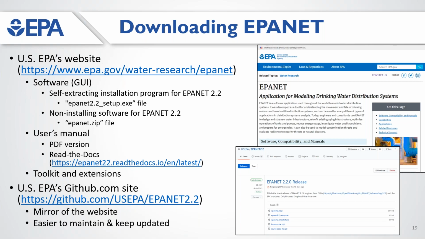The EPA's GitHub site for the 2.2 release is basically a mirror image of the website information, but it allows us to easily maintain and keep the information updated. We recommend that people go to the GitHub site for the latest information where possible, since we're able to maintain and update it more easily.